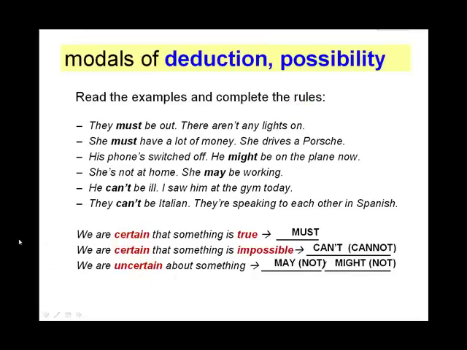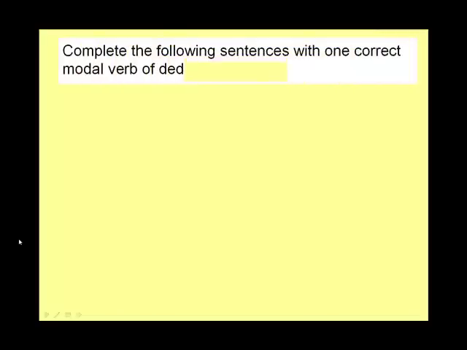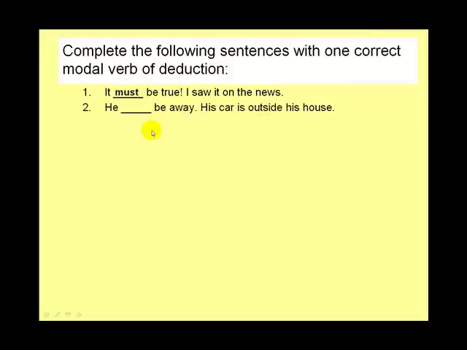Okay? Carry on with an exercise. You are about to see some sentences and you need to fill in the blank with can't, must, may, might. So this one, for example. If you saw it on the news, it must be true. Okay? This one. If his car is outside his house, he can't be away. So it's impossible that he is away.